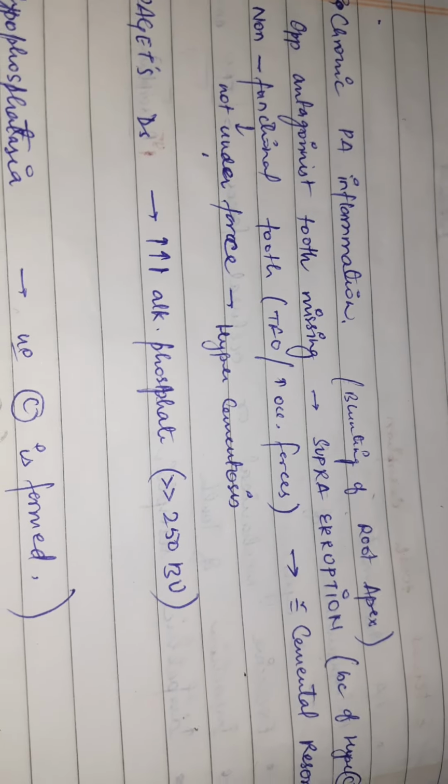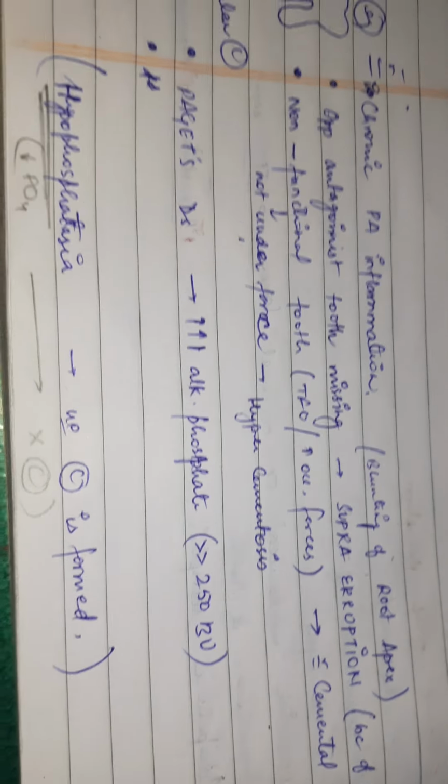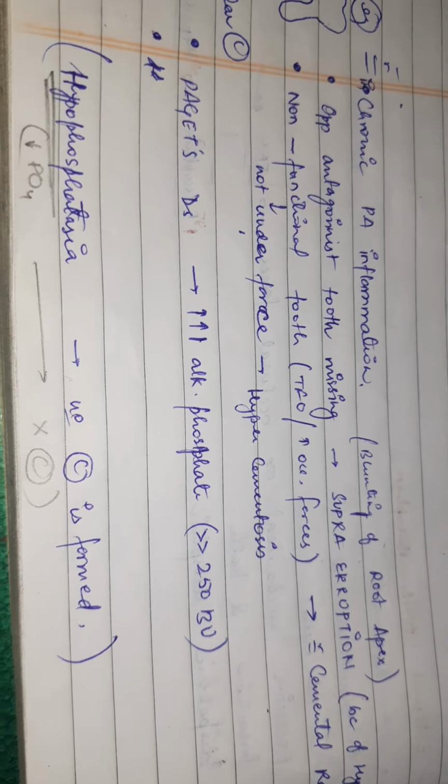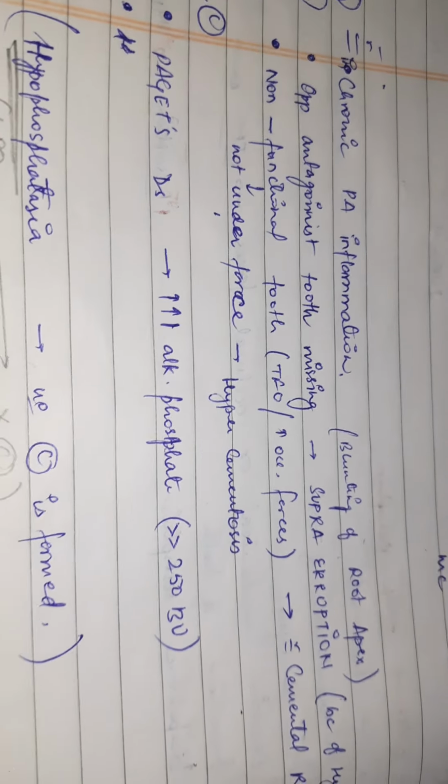In Paget's disease, there is increased alkaline phosphatase, 250 Bodansky units. In hypophosphatasia, phosphate is decreased, so no cementum is formed in this case.